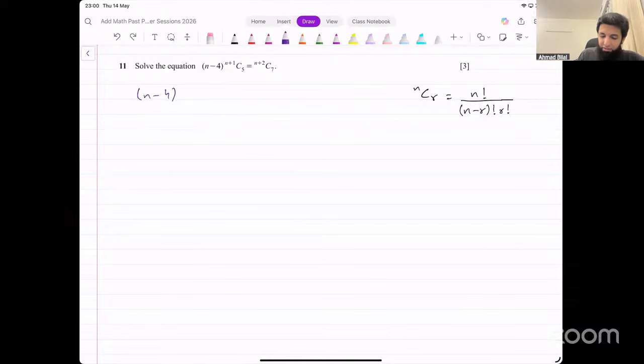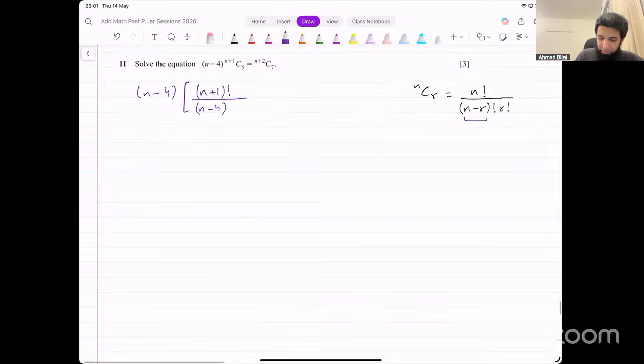N plus 1 C5, what is this going to become? In the numerator, we have n factorial, so this is n plus 1. It will become n plus 1 whole factorial divided by n minus r. That means n plus 1 minus 5, which becomes n minus 4 whole factorial. And then what about r factorial? We also have 5 factorial in the denominator. Okay, that's what you get on the left side.